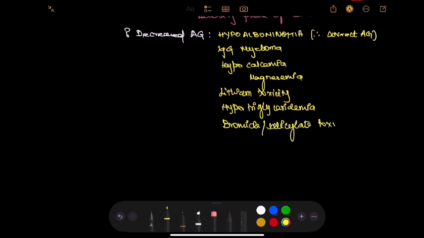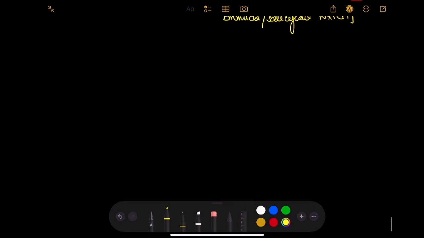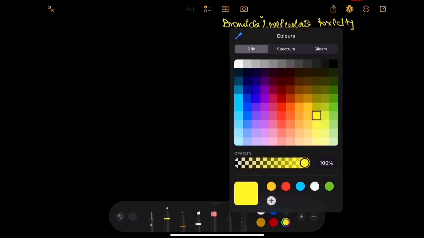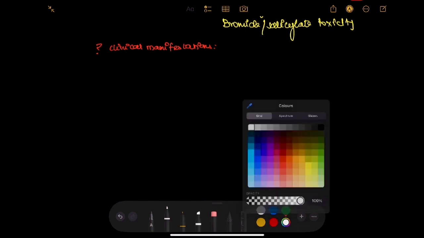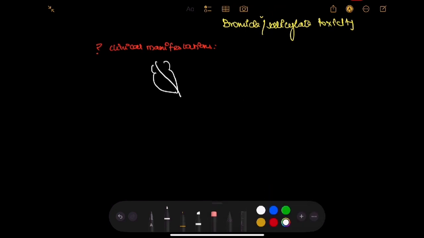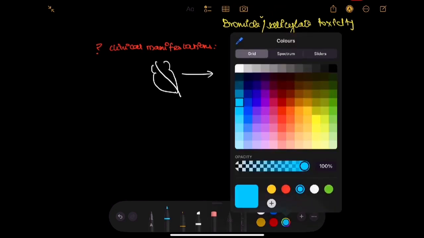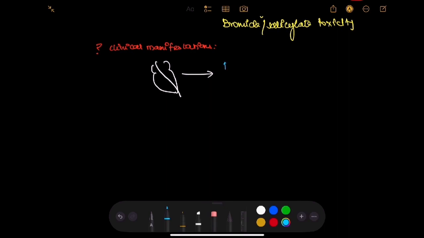So by looking at the anion gap, you can classify metabolic acidosis into three: high anion gap, normal anion gap, and decreased anion gap metabolic acidosis. If it is normal anion gap, then we can further narrow down by using the urine anion gap to find out the real cause. Despite the presence of this much acid in the blood, there will be some clinical manifestations due to metabolic acidosis.